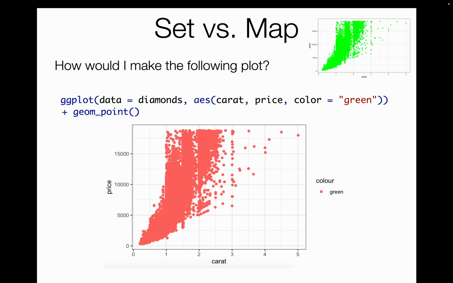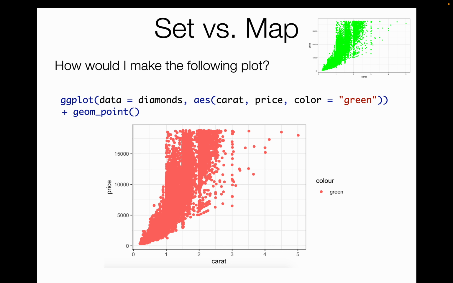And so if we were in person, I'd ask you, well, what the heck happened? And your answer should be, well, you put color inside of the aesthetic call. If color is inside aesthetics, it's going to look for a variable called green in the data set. And if you look at diamonds, there is no variable called green. So it made one, and it was all the same. It assigns it the first color that R can think of, and that's red. So it thinks green is a variable in the data set. It didn't find it, so it made it, all the same, and thus you get red.